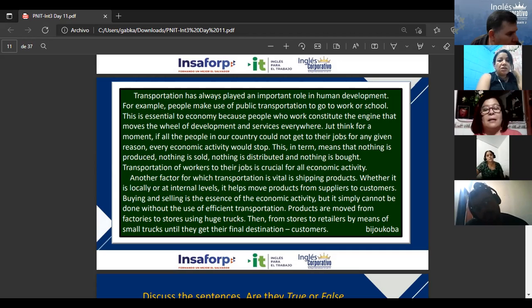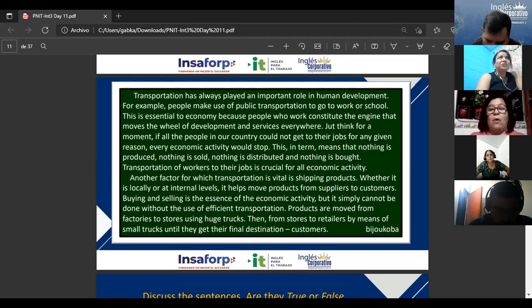Buying and selling is the essence of the economic activity, but this simple cannot be done without the use of efficient transportation. Products are moved from factory to store using trucks, then from store to retailer by means of a small truck until they get their final customer. Okay, thank you. Now we have some questions about this reel.